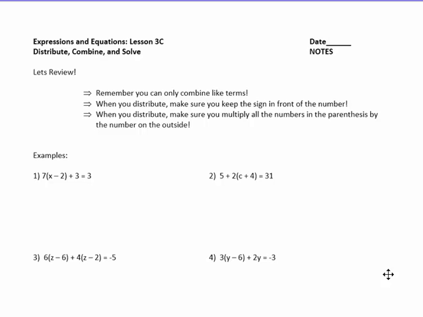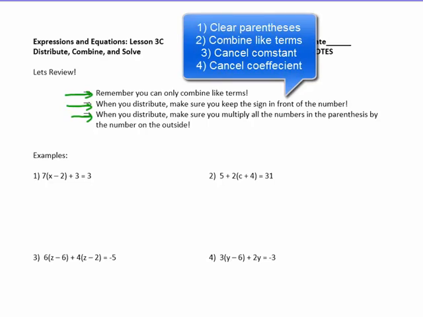All right, ladies and gentlemen, today we're going to be working on putting all of the steps together. We've done them separately, but now we're going to put them together. A couple of things: remember you can only combine like terms. When you distribute, make sure you take the sign of what's in front, and make sure you multiply all the numbers in the parentheses by the numbers on the outside.